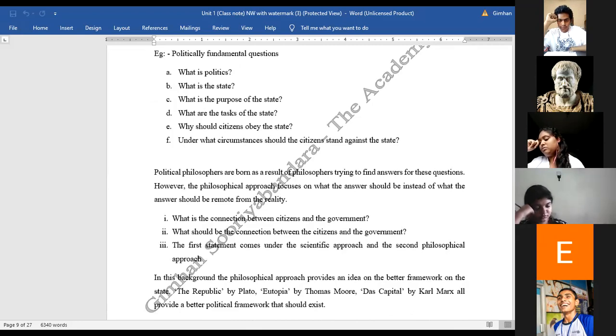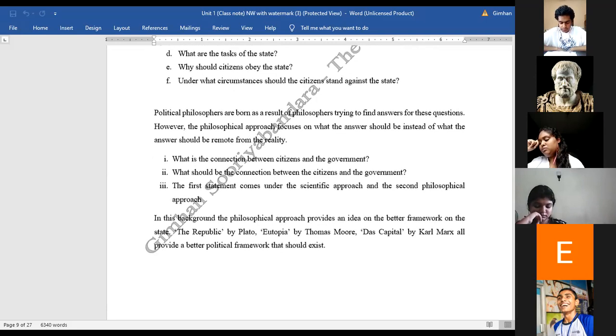However, the philosophical approach focuses on what the answer should be, even if it is remote from reality. What is the connection between citizens and the government? What should be the connection between the citizens and the government? The first statement comes under the scientific approach and the second under the philosophical approach. In this background, the philosophical approach provides an idea on a better framework for the state.